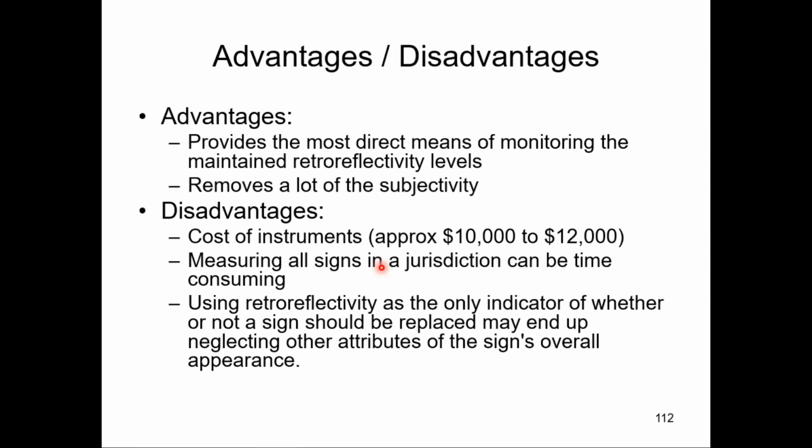And the other thing, getting back to what I mentioned at the start this morning, is using retroreflectivity as the only indicator of whether or not a sign should be replaced may end up neglecting other attributes of the sign. For example, has it been bent or twisted, or is there vegetation in front of it? Those kinds of things. So maybe the crews need to be trained and made aware of these other factors that can affect sign retroreflectivity.